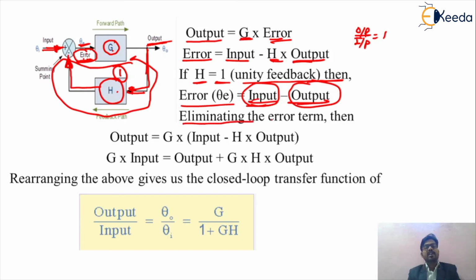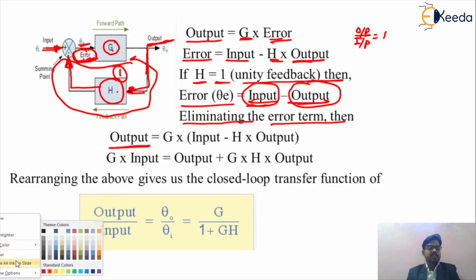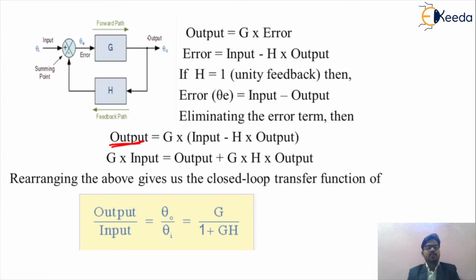Now we are eliminating the error term. If we eliminate the error, what will happen? I can erase all the things, and we can understand the term. The output of your system is G, called the forward path gain, into input minus H into output. If we remove the error, the output is G into input minus H into output. This is a very, very important thing.